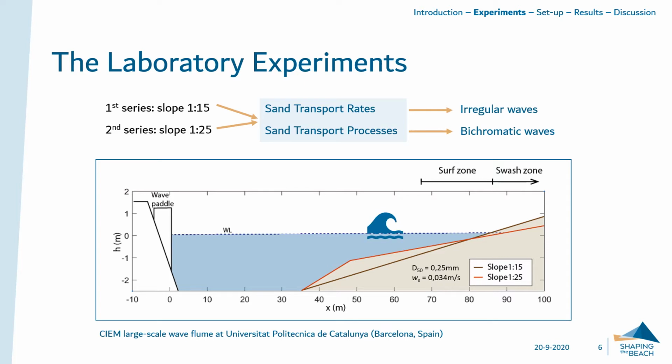In both slopes, series of irregular waves were run in order to quantify the sand transport rates, and equivalent bichromatic waves were run in order to study the sand transport processes by means of ensemble averages of repeated wave motions. The experiments were carried out in the CIEM large-scale flume at the Universitat Politècnica de Catalunya in Barcelona.